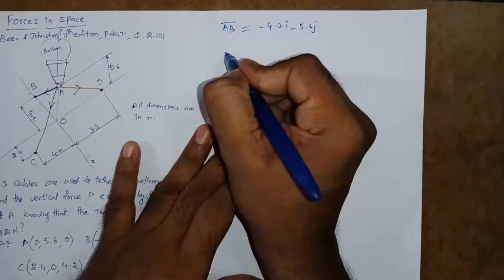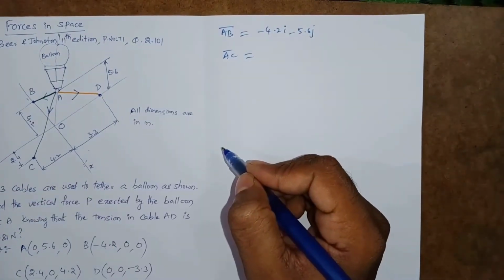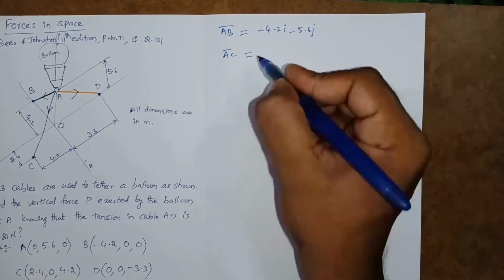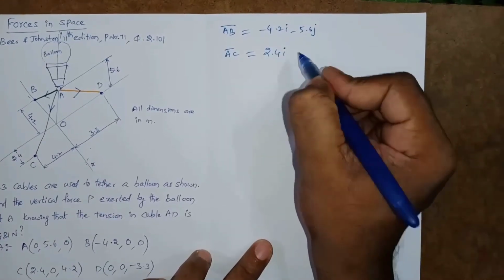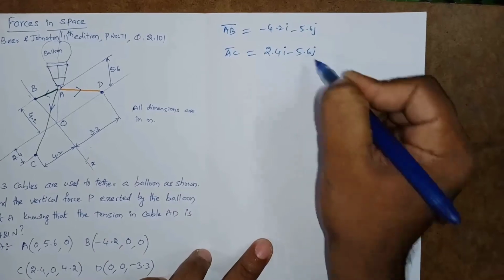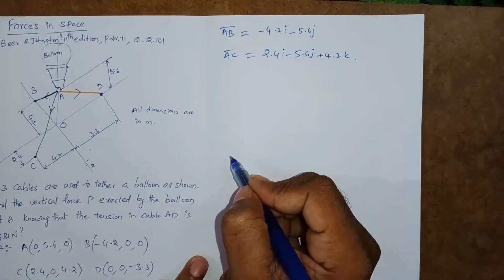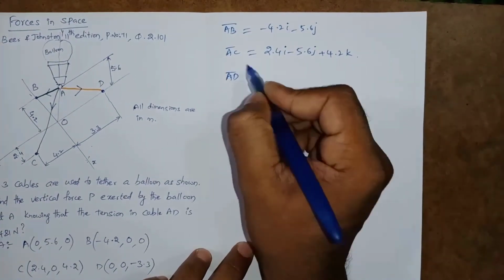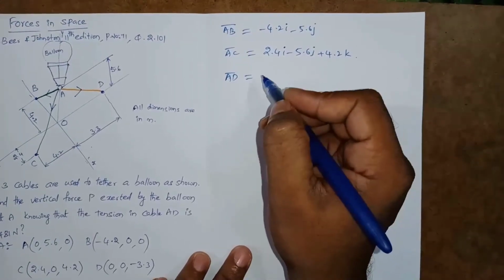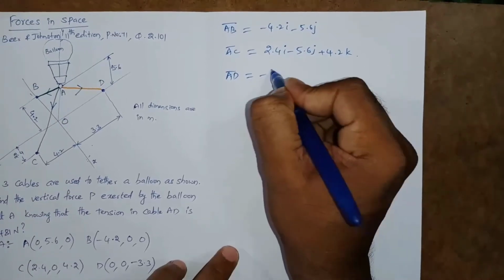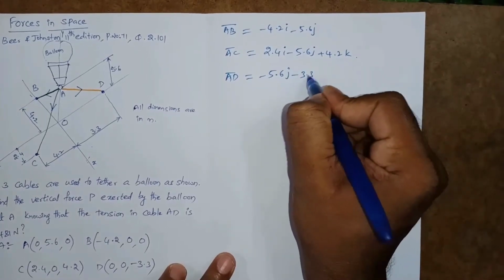Let us write AC. It is A to C, so it will become 2.4 i cap, and 0 minus 5.6 will become minus 5.6 j cap, and it will become 4.2 k cap. And the third cable, that is A to D: 0 minus 0 i cap, and 0 minus 5.6, so it is minus 5.6 j cap, and it will become minus 3.3 k cap.